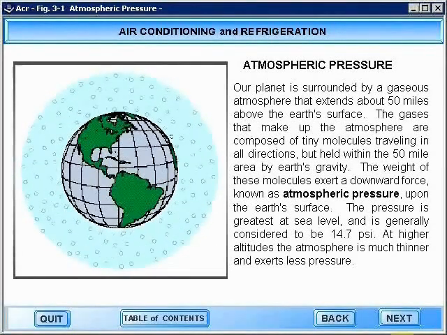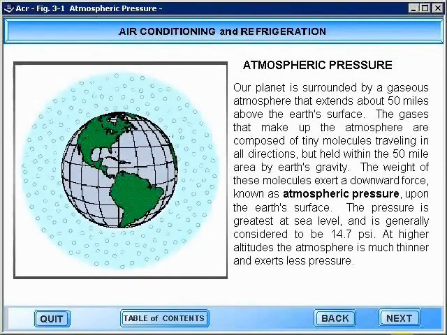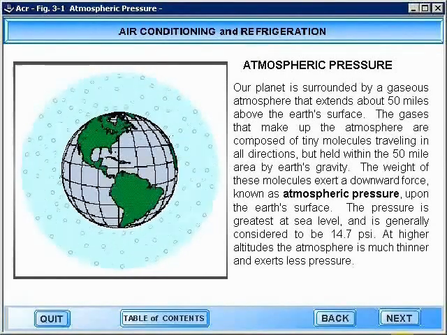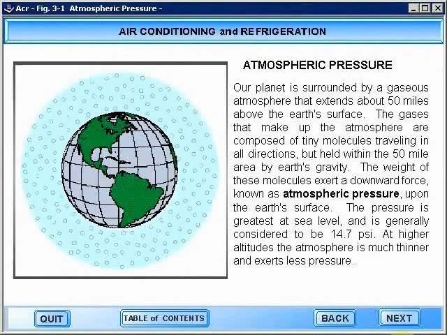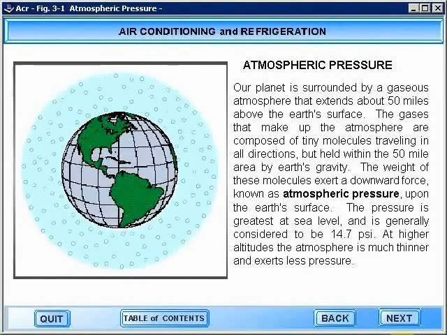The pressure is greatest at sea level and is generally considered to be 14.7 pounds per square inch. At higher altitudes, the atmosphere is much thinner and exerts less pressure.